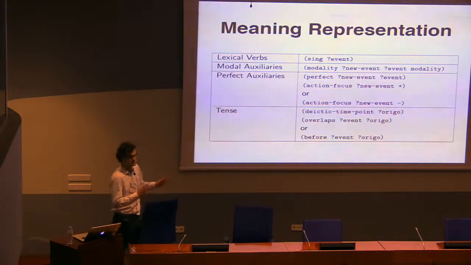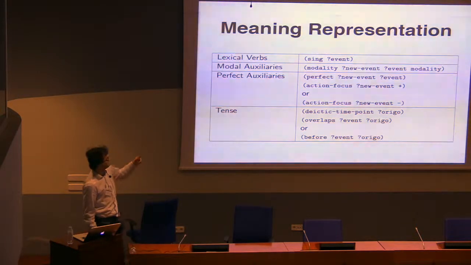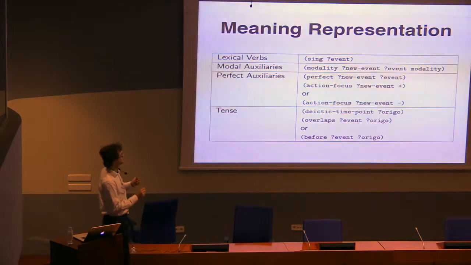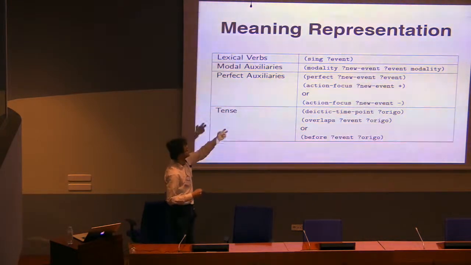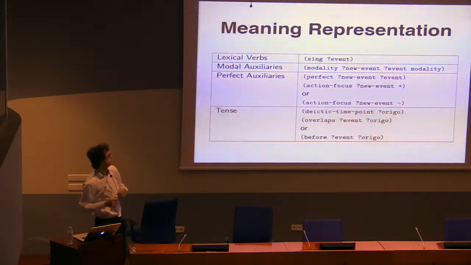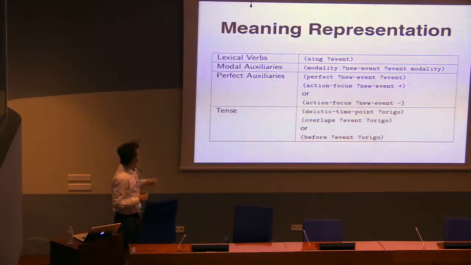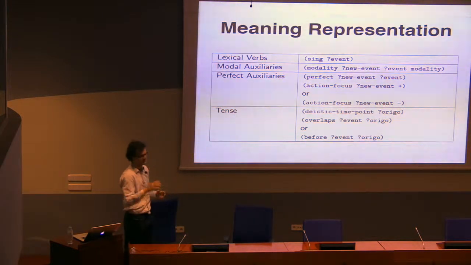It's very basic. For lexical verbs, we have like there is a singing event, or there is a shouting event, or there is a playing event. For modal auxiliaries, we say the modality of an event. So take an event, apply some modality filter to it, and return the event with modal representation as another variable, where then other modality constructions can hook up, or perfect constructions can hook up. Perfect, same thing. So take an event, apply the perfect to it, and return the result as a new event, where then other things can hook up.